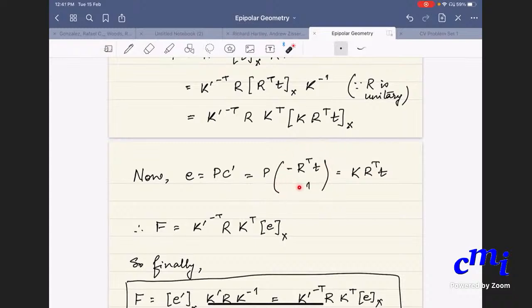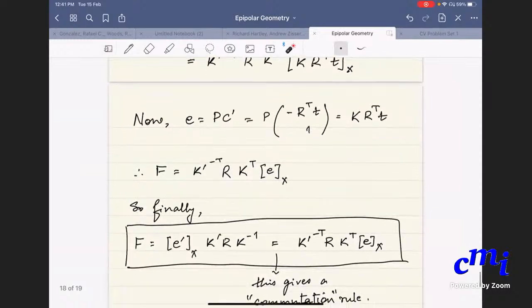So this is something we have seen earlier. P applied to this, and remember P was K[I|0], correct? So that applied to this vector is exactly K R transpose T. So this K R transpose T can be replaced by E. Okay, so now we have two nice expressions for the fundamental matrix. One is with the epipole E prime on the left-hand side like this. The other with the epipole E being on the right-hand side like this.